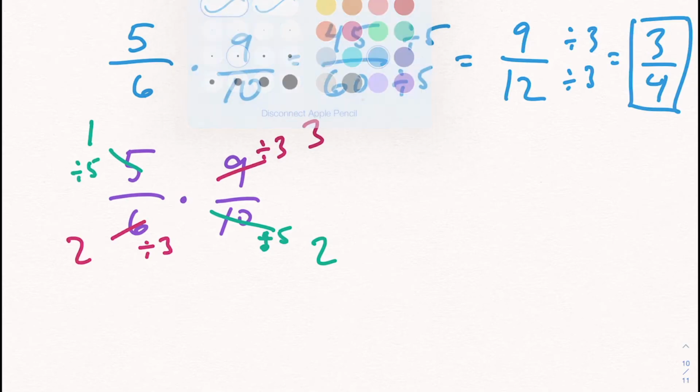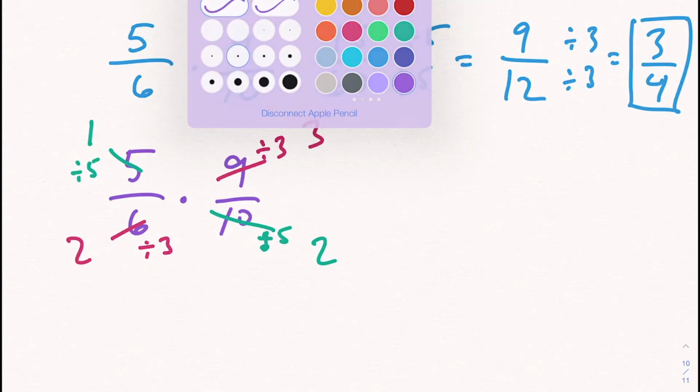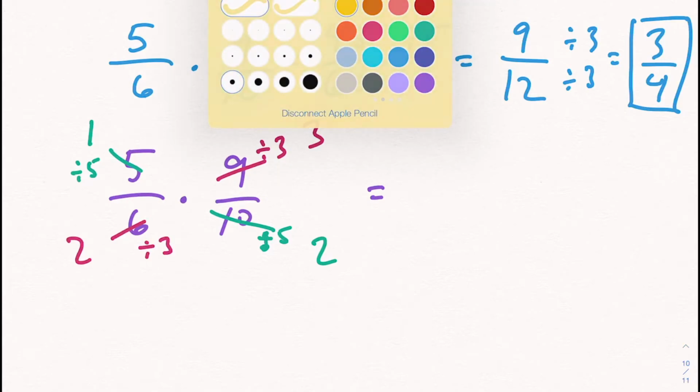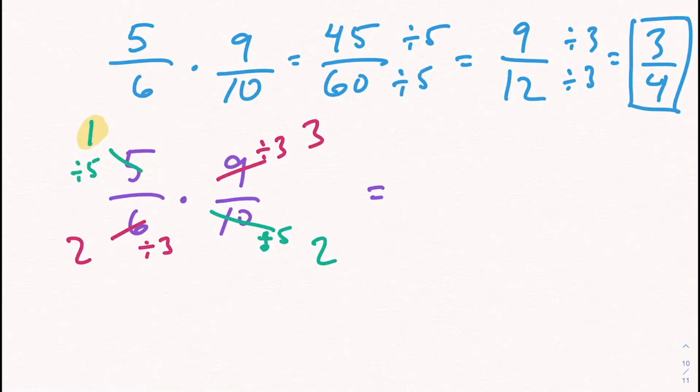So this is where it helps to be very neat with your work, because you have to know what you're multiplying. And right now, I'm left with 1 over here times 3, and a 2 times 2. Right, so now 1 times 3 is going to be 3, and 2 times 2 is going to be 4.